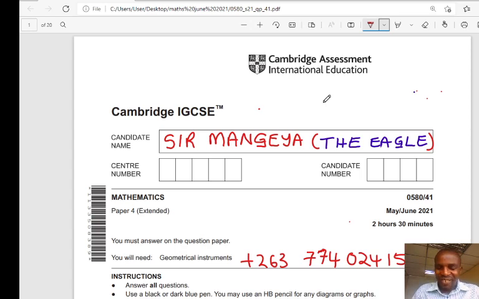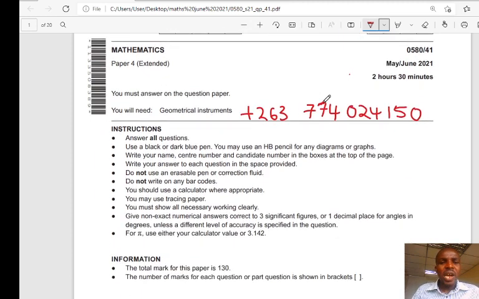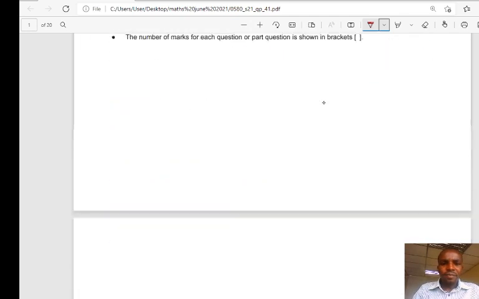Let's get started. But before that, instructions. Very, very important, especially on the degree of accuracy. If not specified, 3 significant figures, and if there are angles, 1 decimal place. Take note of those instructions. Question number 1.